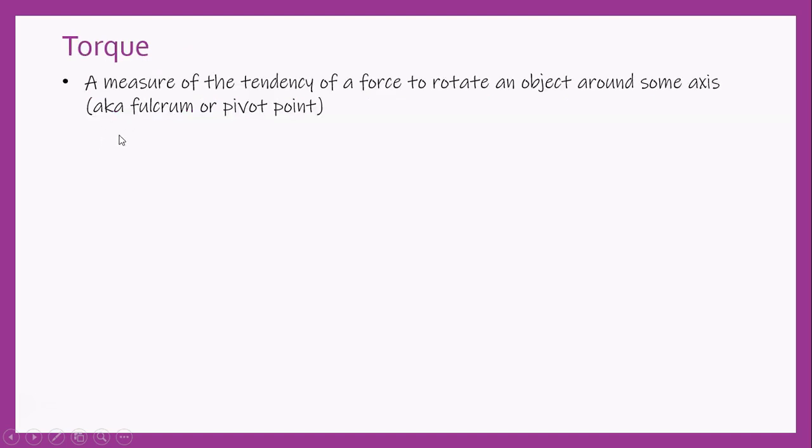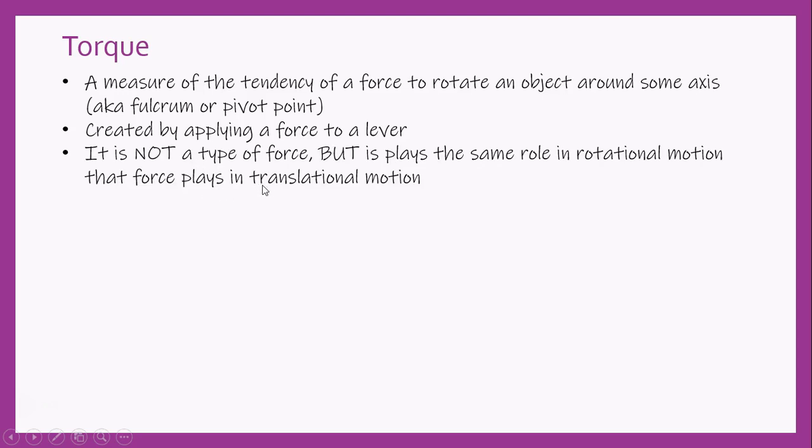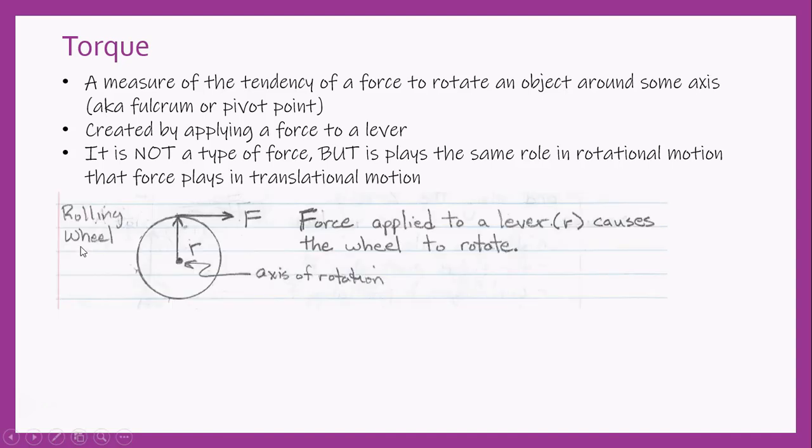Moving on to torque. It's a measure of the tendency of a force to rotate an object around some axis, fulcrum, or pivot point. Torque is created by applying a force to a lever. It is not a type of force, but it plays the same role in rotational motion that force plays in translational motion. The reason I say that is we know that force causes an object to change its translational motion, and torque, or I should say more specifically an unbalanced or net torque, causes changes in an object's rotational motion.